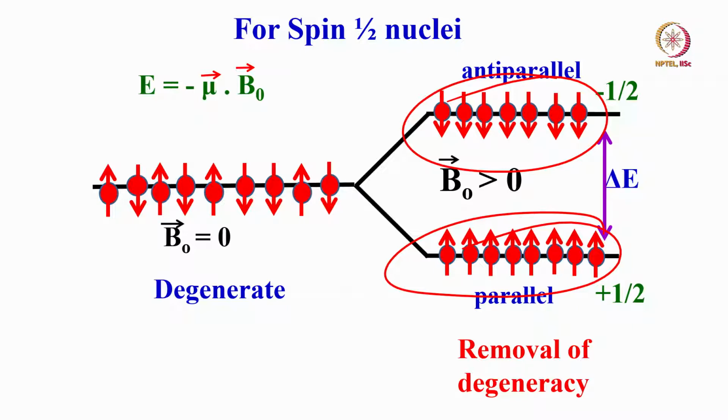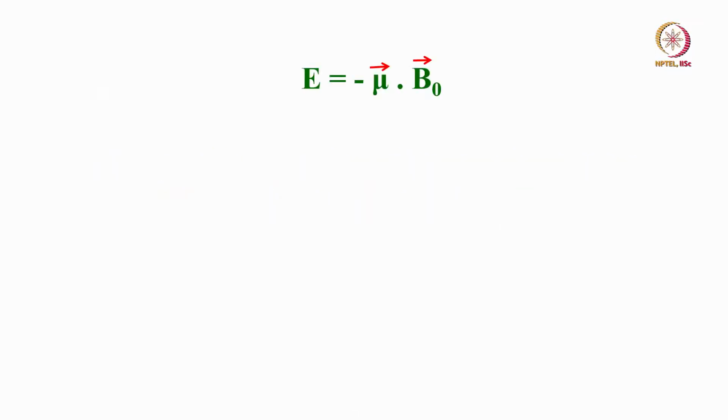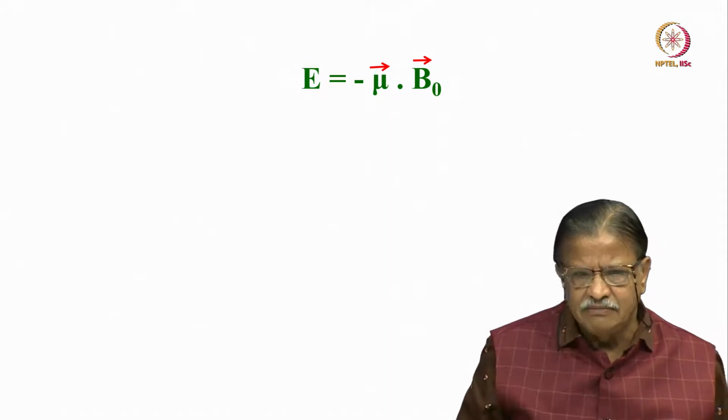That is an important concept. This is because the nuclear magnetic moments interact with the external magnetic field. The energy of interaction of the magnetic moment with the magnetic field we will calculate now. As I said, E equal to minus mu into B naught.